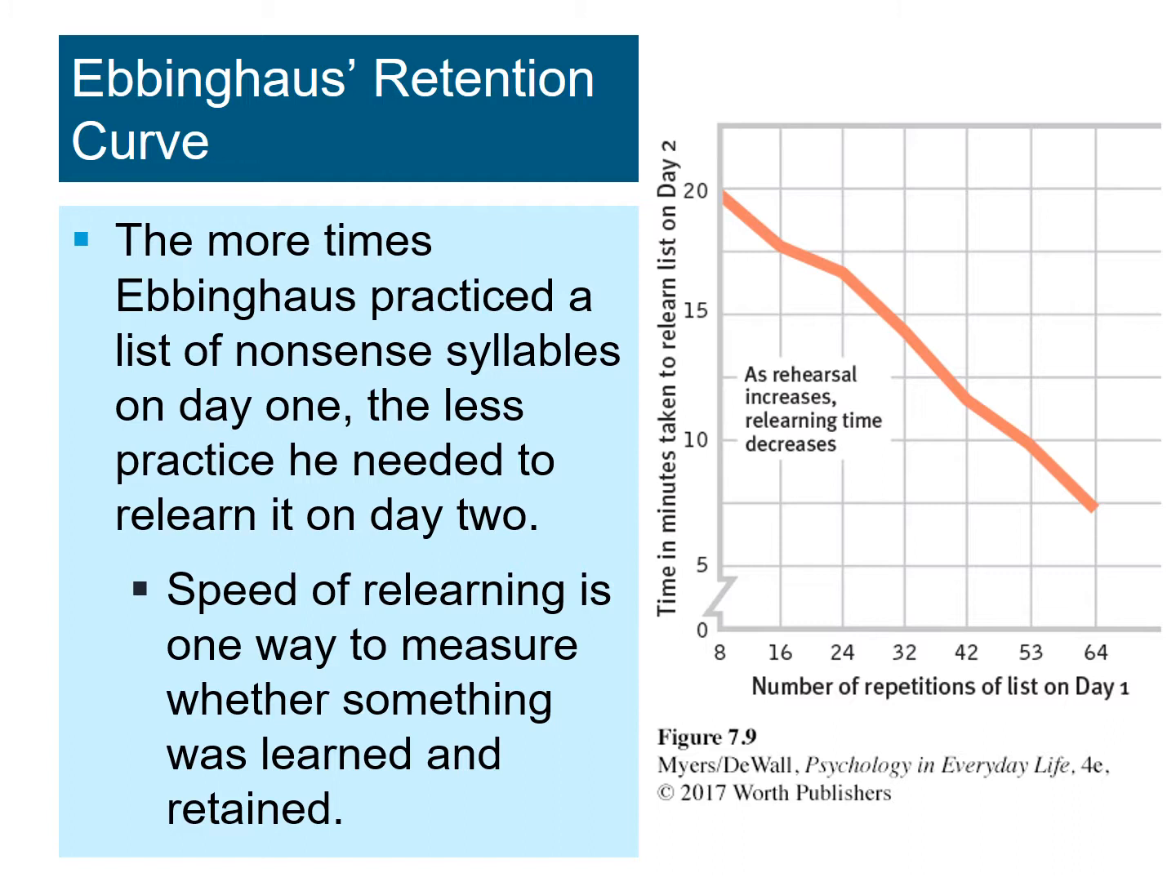And the speed of relearning is one way to measure whether something was learned and retained. Like the quicker it takes you to relearn the information, you know that it was learned and retained, at least at some level. And as you can see from the graph, the more exposure he had, the more repetitions of the list on day 1, the less time it took for him to relearn it on day 2.